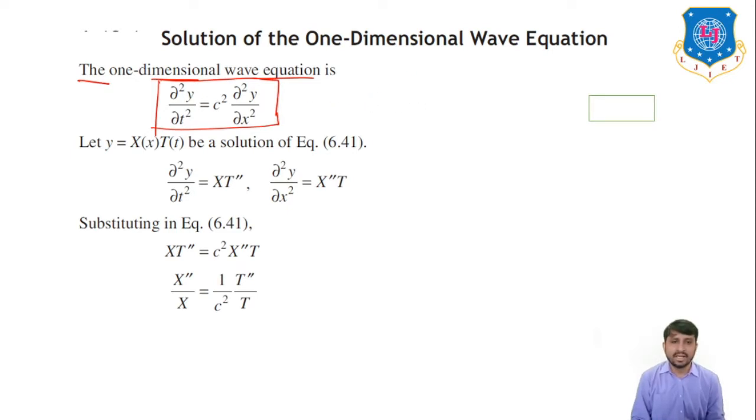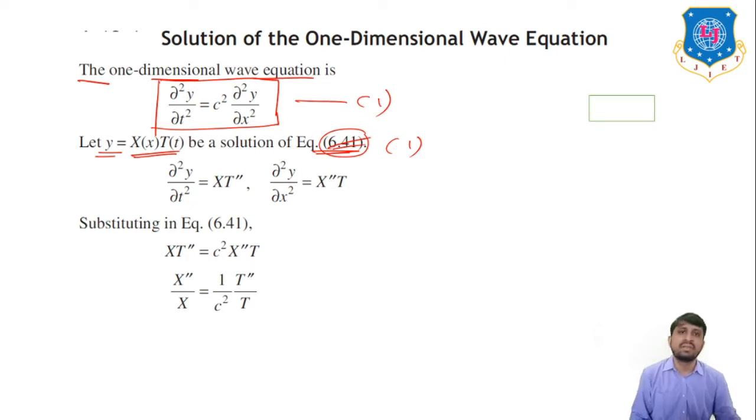Now here, y is equal to capital X into capital T, and let this be a solution of equation number 1. We are trying to solve this one-dimensional wave equation using the method of separation of variables, and in the previous lecture we discussed the method of separation of variables.